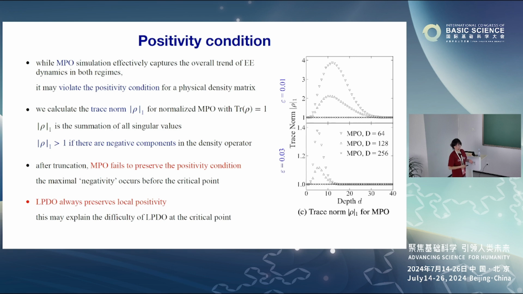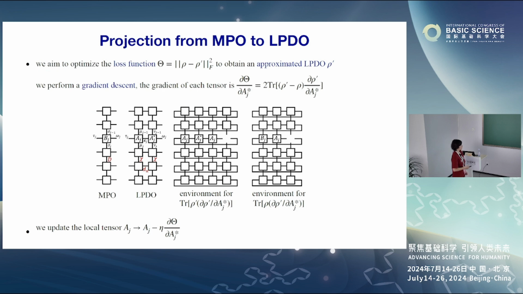However, for the LPDO simulation, by design it is positive semi-definite, with local positivity. So this means that if you use this, which is accurate, it must violate the positivity condition. So this shows the fundamental limitation of LPDO.